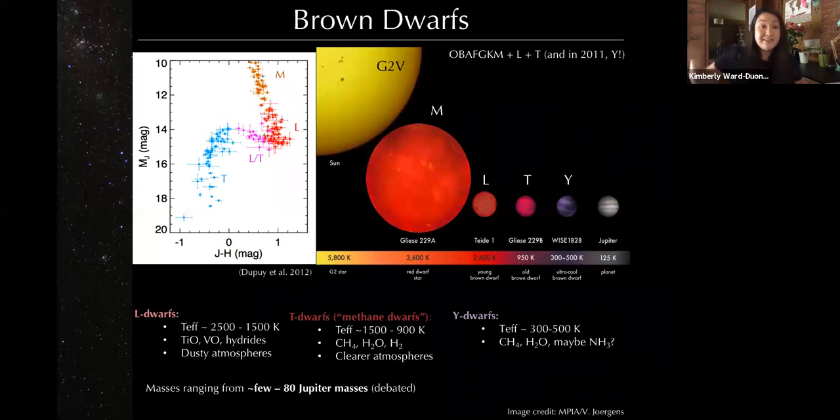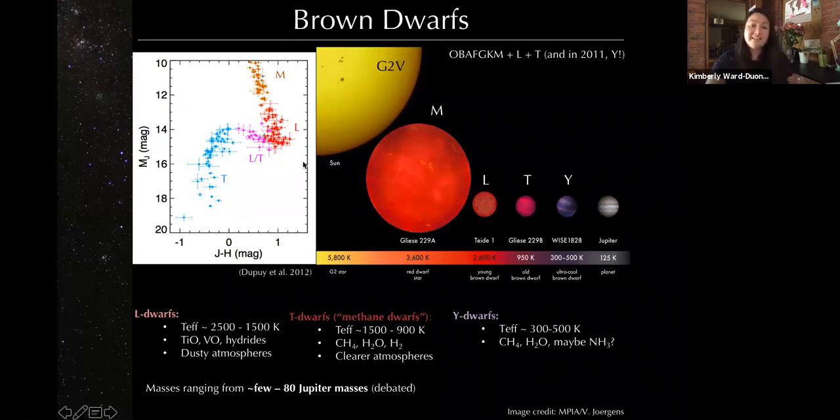As we go down to even cooler objects where you no longer stably fuse hydrogen, you enter the brown dwarf regime. Shown here on the left is another HR diagram or color magnitude diagram, now in infrared color, looking at J versus J minus K or J minus H. You can see the tail end of the M-dwarf sequence up here at the top. But then as you cool down, you see this very interesting turn as you go from what we know as L-dwarfs down into T-dwarfs.